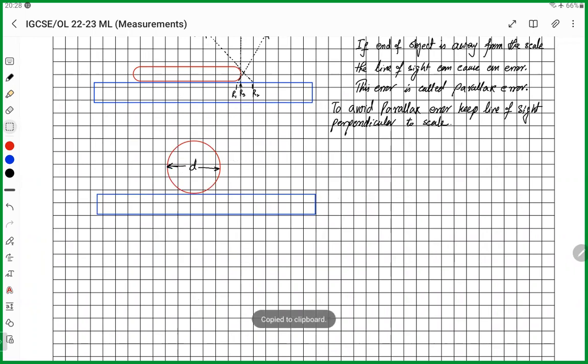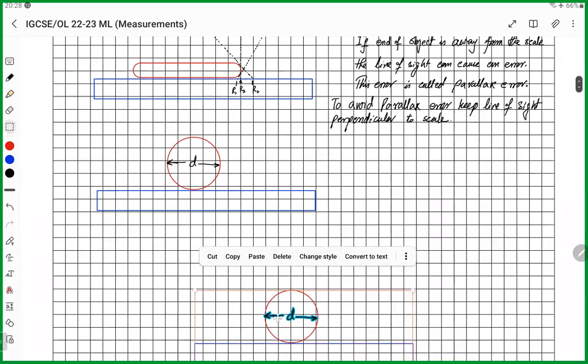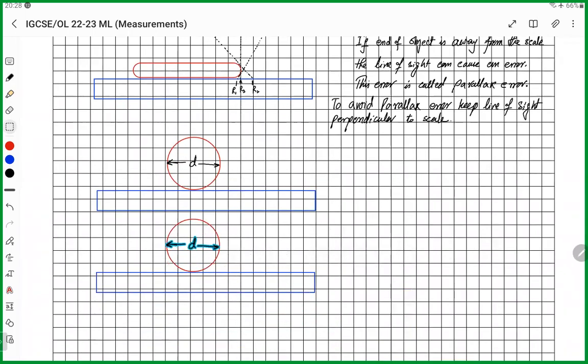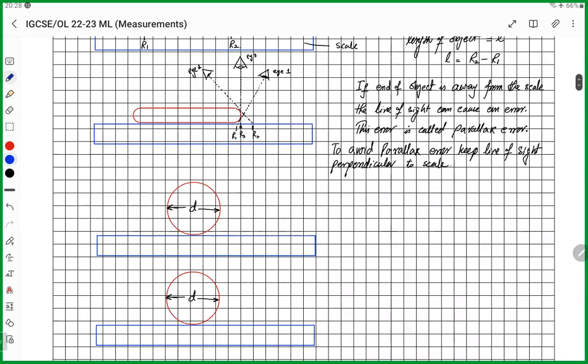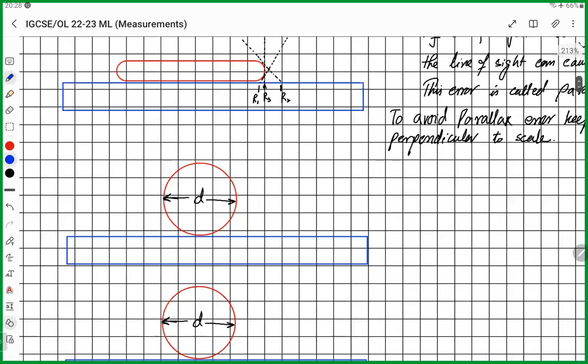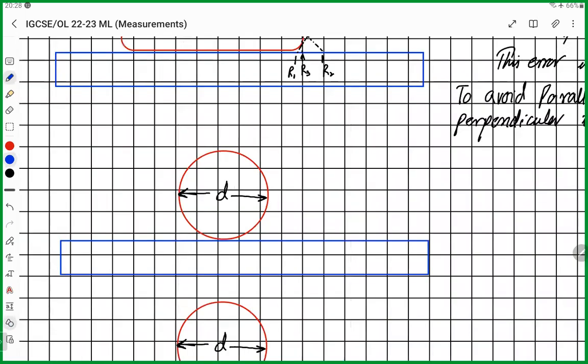One is to keep the line of sight perpendicular, but that is not very easy. It is easier said than done. You can put lines right immediately after and before the circle. You are not measuring it on a diagram. Obviously, in your exam, you will be measuring a diagram. But in an actual situation, when you're in the lab, you're measuring it as a real object.